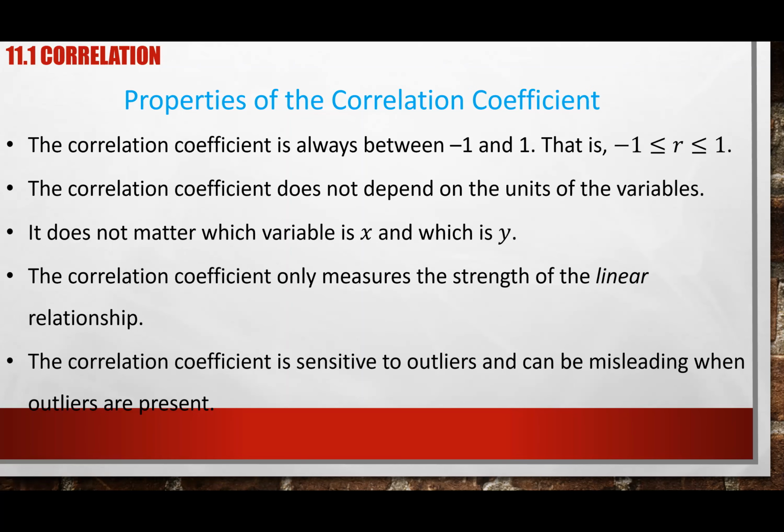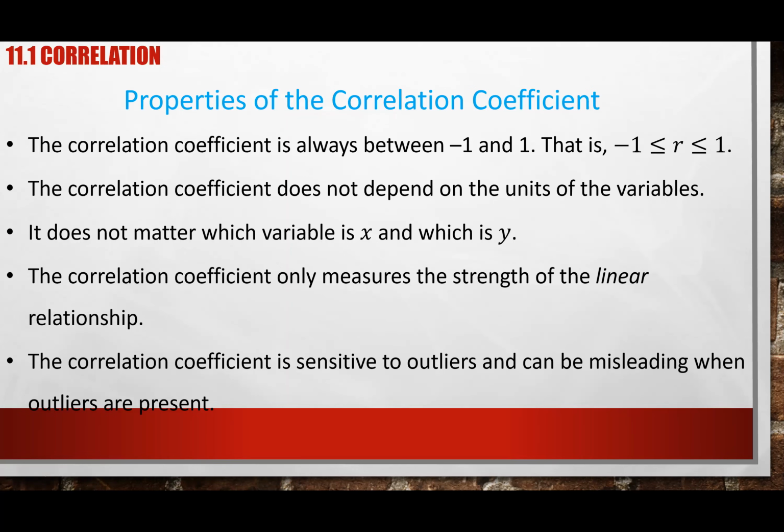Later on you will see that for interpretation, the closer R is to 1, the stronger the positive linear relationship. The closer R is to -1, the stronger the negative correlation.